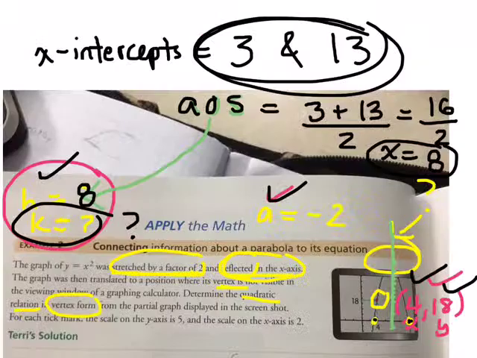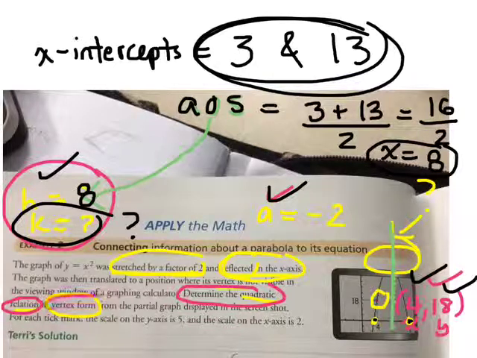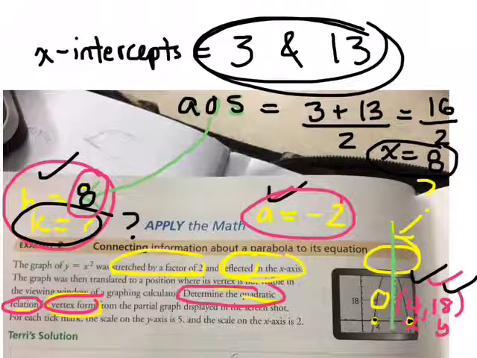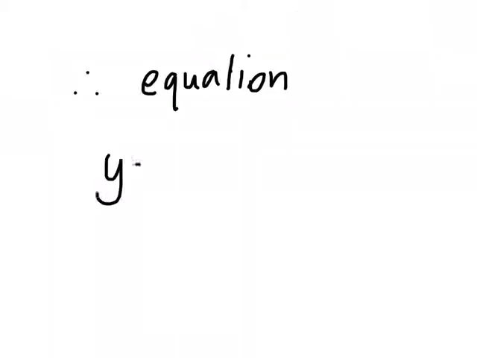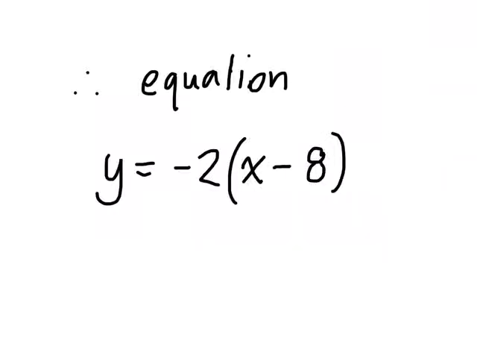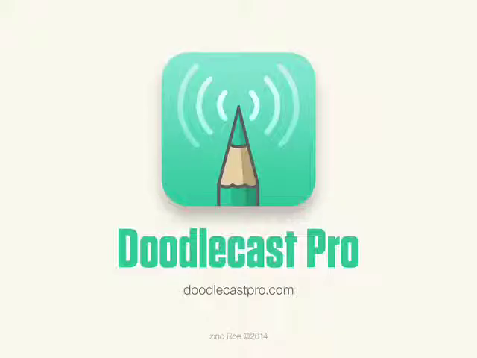What was the question asking? To determine the quadratic relation in vertex form. Now that I know k, we figured out h, and we're given a. What is this equation in vertex form written as? Negative 2 bracket x minus 8, good, squared plus 50. Awesome.